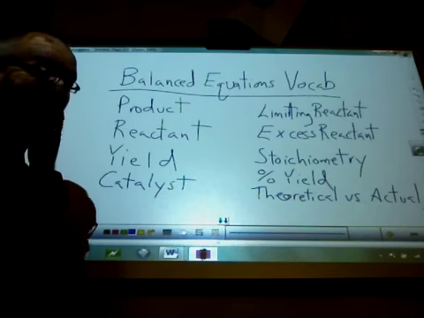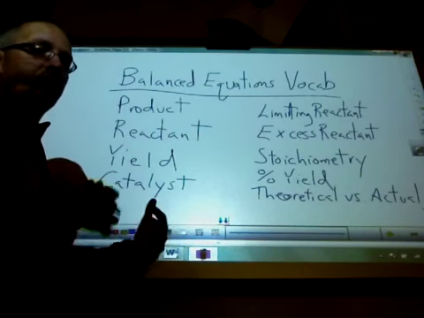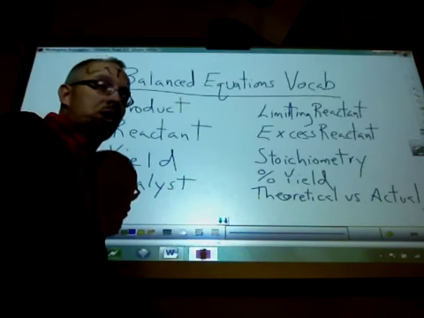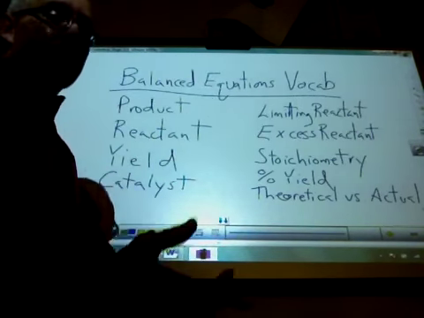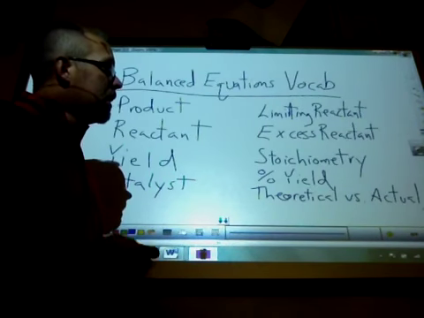Overall, this whole process of taking words and terms and balancing equations and using numbers to calculate exactly what you're going to make, exactly what's left over, exactly what you need, this whole process is called stoichiometry.